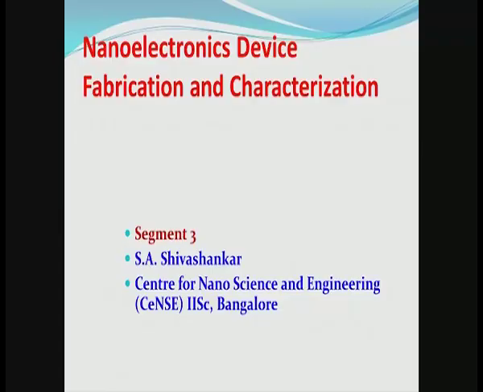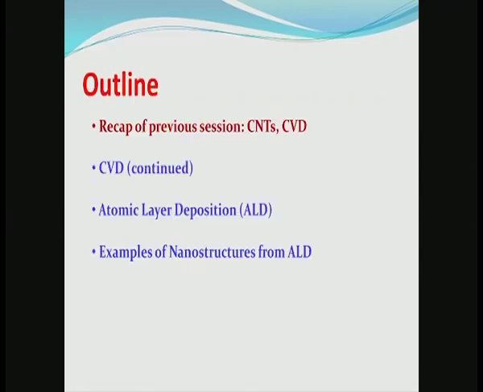Hello, this is the next session in the course on nanoelectronic device fabrication and characterization. What we did last time was to learn about carbon nanotubes and the CVD process. What we will do today is to continue a bit more about the CVD process, and then we come to atomic layer deposition or ALD, and then look at examples of nanostructures that are obtained from ALD.